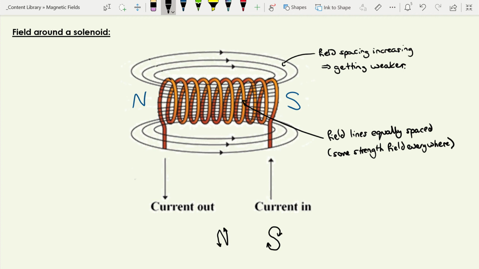That's telling us we're at a north pole end. Another clue about the poles is the direction of these arrows. So remember, field line arrows always go from north to south. So you can see we would have known that that was a north on the left and a south on the right as well there.